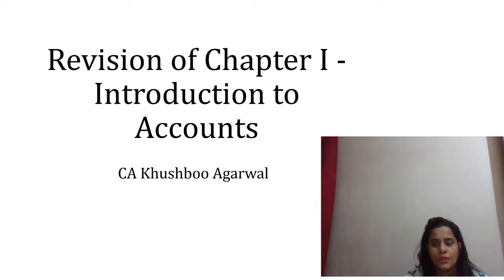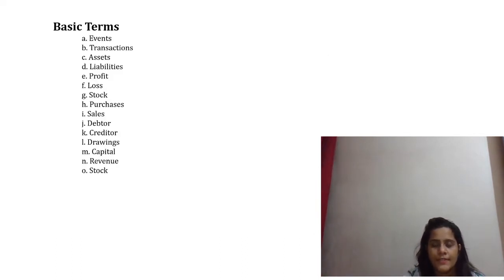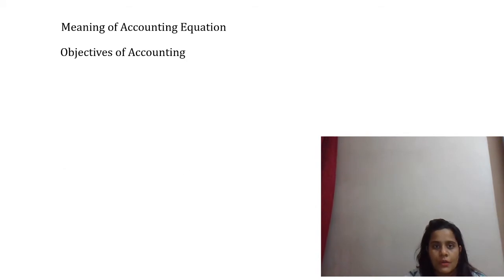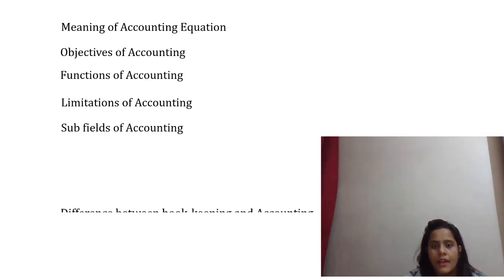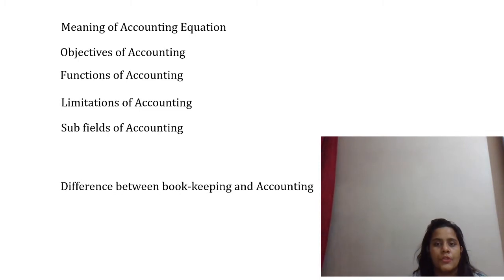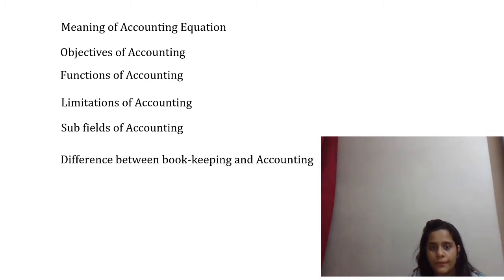In this video, we are going to cover a few basic terms including sales, debtors, capital, drawings, etc. Then, we are going to look at the meaning of accounting equation, the objectives of accounting, the functions of accounting, limitations of accounting, subfields of accounting, and last, the difference between bookkeeping and accounting.